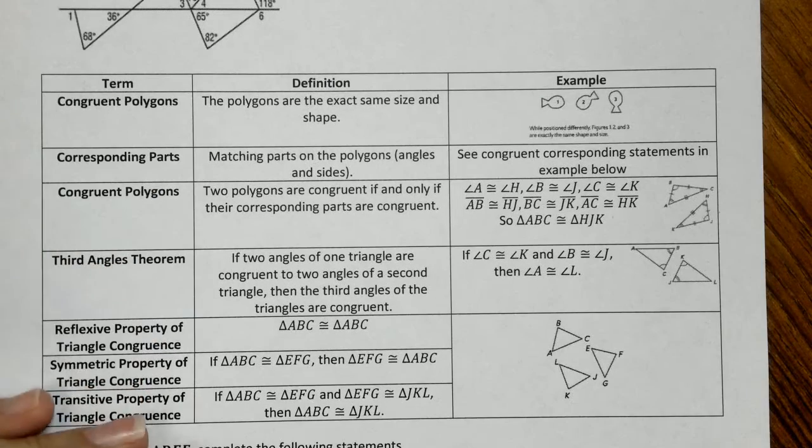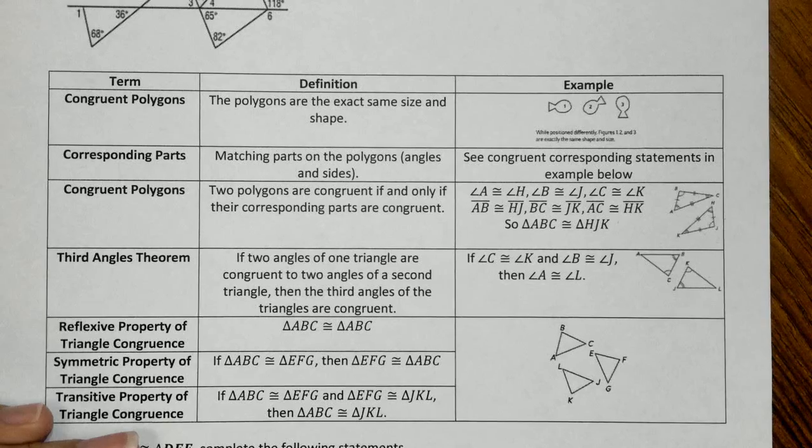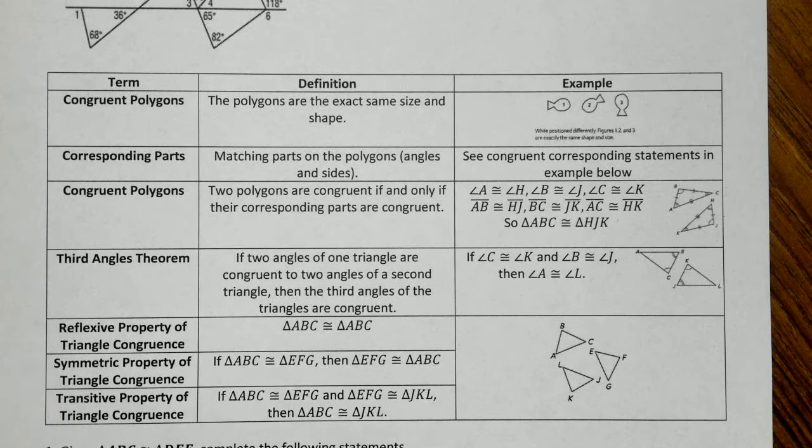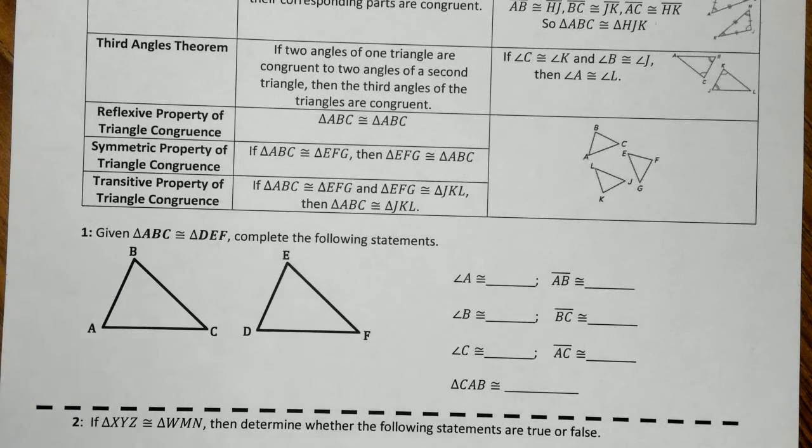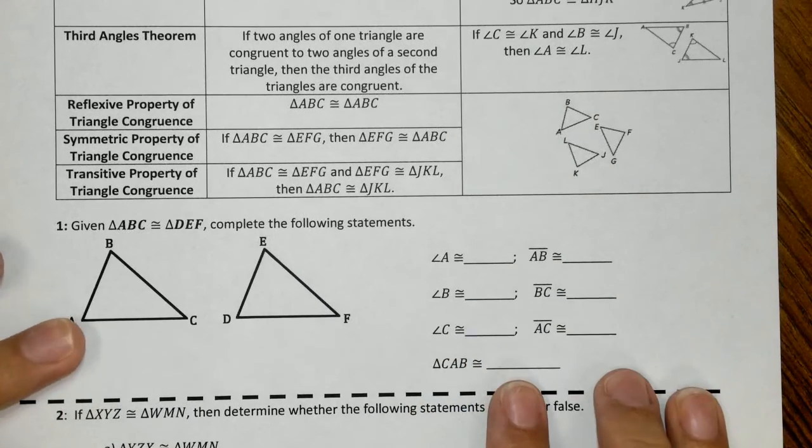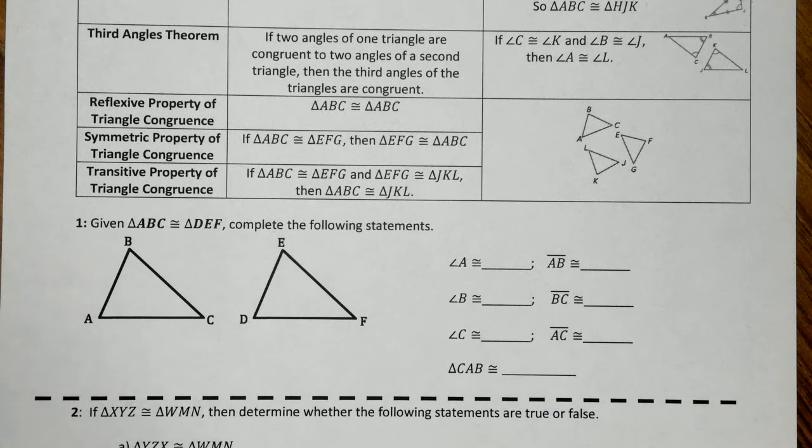Go ahead and read through this on your own, seeing how things are going to look once we start getting into two-column proofs. And we'll go ahead and start looking at corresponding parts. We have that triangle ABC is congruent to triangle DEF. We need to complete all of these following statements here. So what we have to do is use the name of the triangle to find corresponding parts. We need to remember that corresponding means matching.